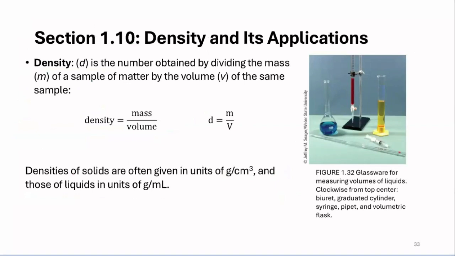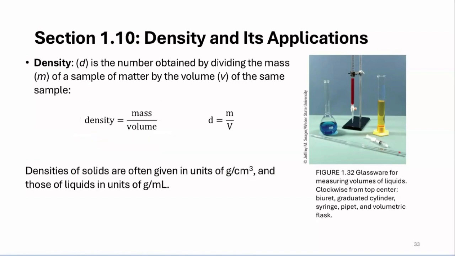Lastly, when it comes to this chapter, the last thing that we look at is density and its applications. Density is a physical property, and it is the number obtained by dividing the mass of a sample of matter by its volume. So density has an equation, and we can see the equation for density here.